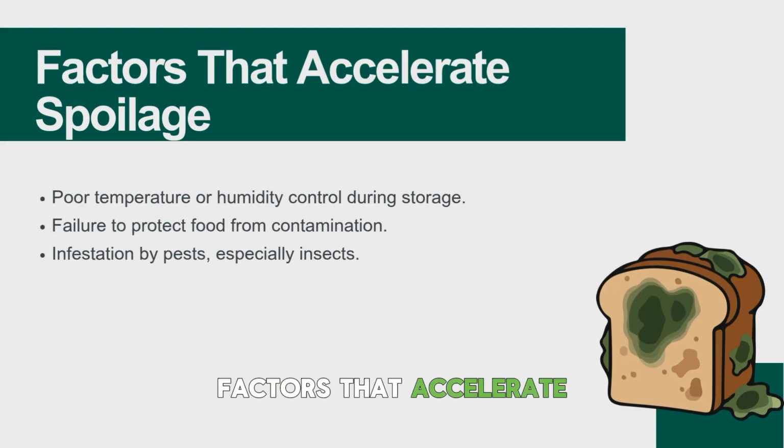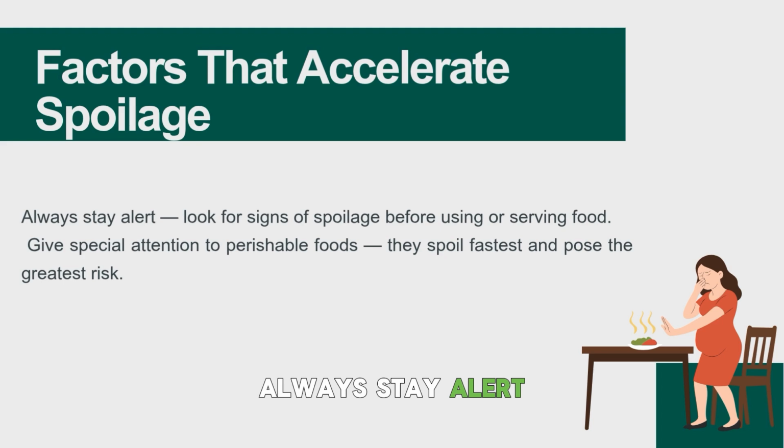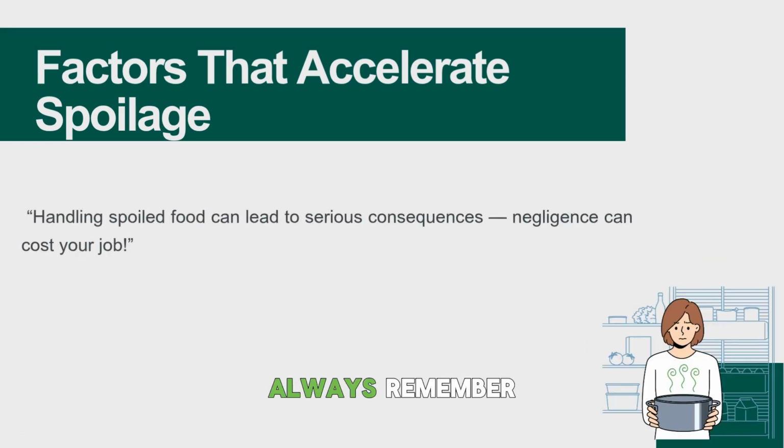Factors that accelerate spoilage: poor temperature or humidity control during storage, failure to protect food from contamination, and infestation by pests, especially insects. Always stay alert. Look for signs of spoilage before using or serving food. Give special attention to perishable foods. They spoil fastest and pose the greatest risk. Always remember, handling spoiled food can lead to serious consequences. Negligence can cost your job.